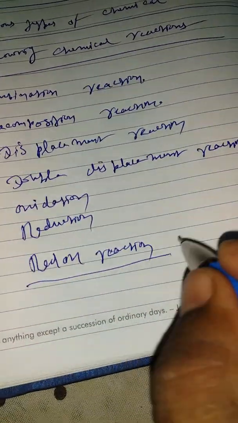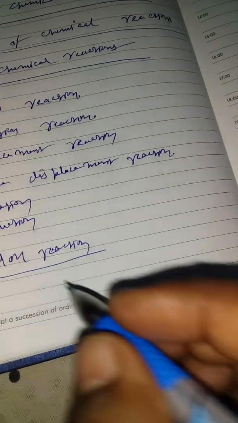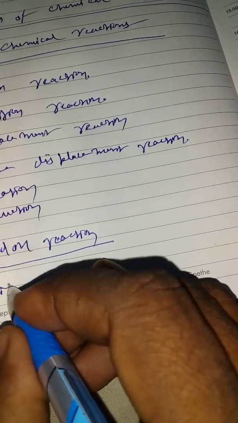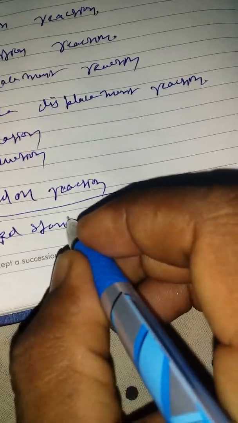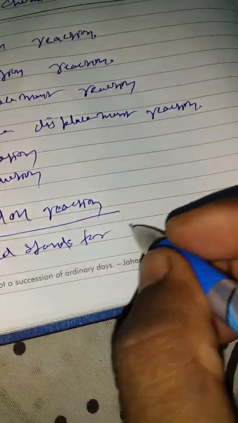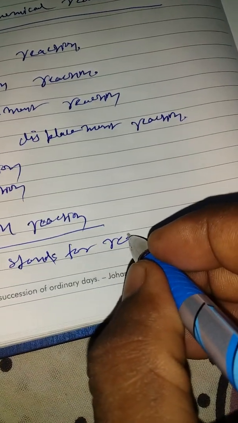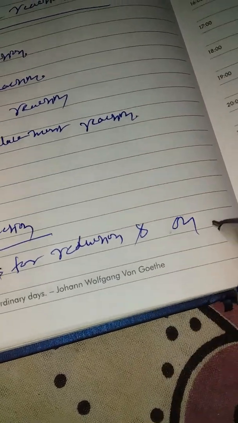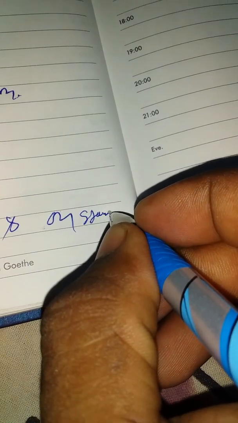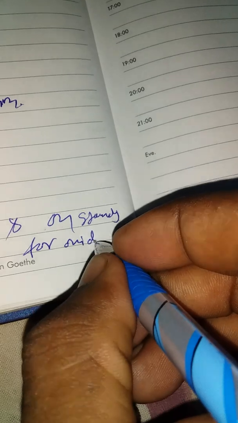reaction. It is the combined form of oxidation and reduction, where RED stands for reduction and OX stands for oxidation. Then let us start one by one.